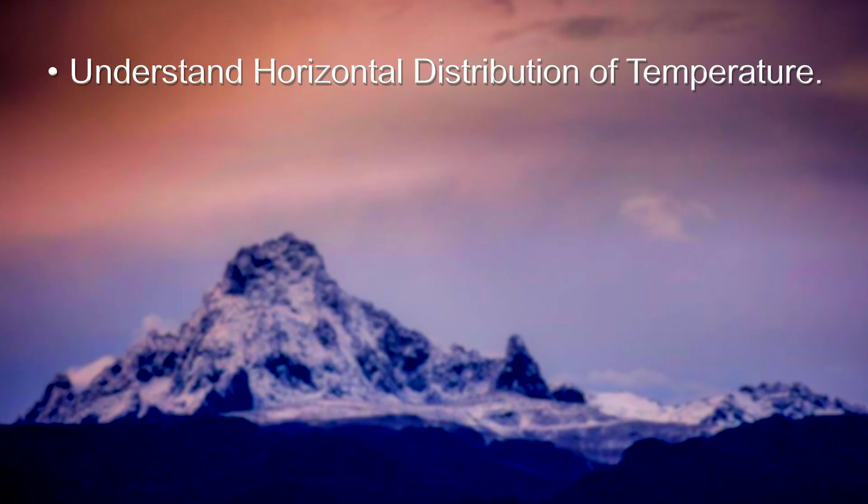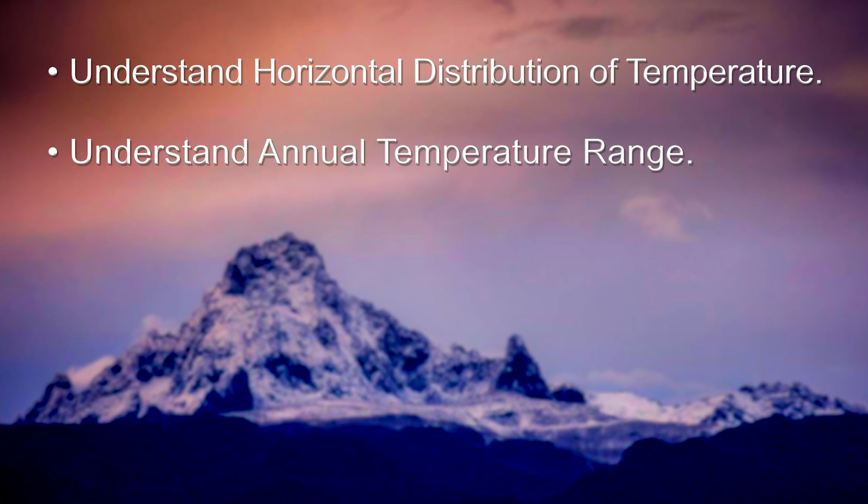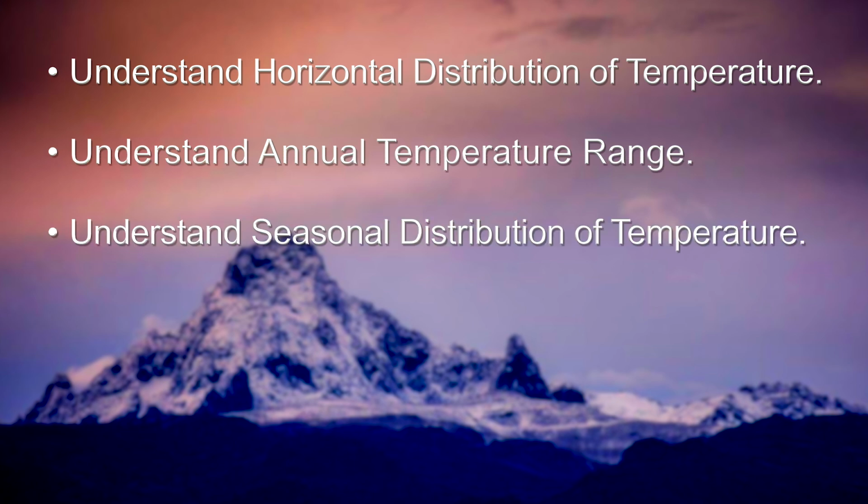After going through this module, you will be able to understand horizontal distribution of temperature, annual temperature range, seasonal distribution of temperature. Vertical temperature gradients are partly controlled by energy transfers and partly by the vertical motion in the air. However, various factors affecting the vertical temperature gradients interact in a complex manner.